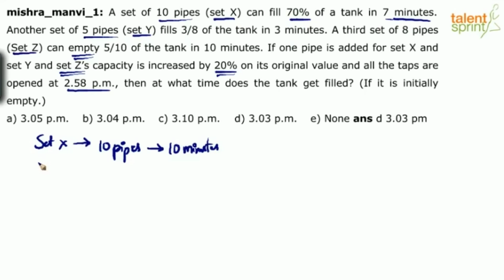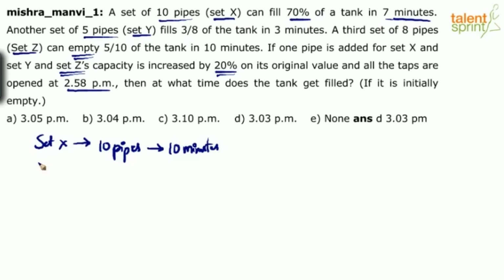Now, if one pipe is added for set X and set Y, see, set X has got 10 pipes, set Y has got 5 pipes. He says one pipe is added to set X and set Y. So 10 pipes will become 11 pipes, 5 pipes would become 6 pipes. And set Z's capacity is increased by 20%.